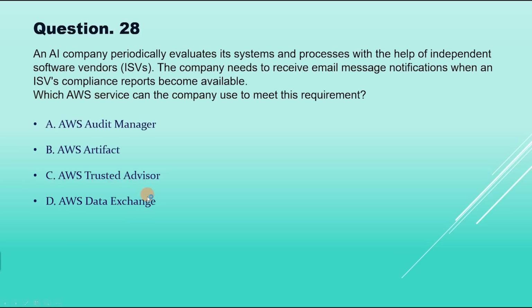And the correct answer here will be option B, AWS Artifact, because it is the central resource for accessing compliance related documents and reports such as those provided by independent software vendors. And that is the requirement of this question, and hence AWS Artifact is the correct answer here. Users can also subscribe to the notification to receive alerts when new compliance reports are available. So this makes it the perfect choice for this question.